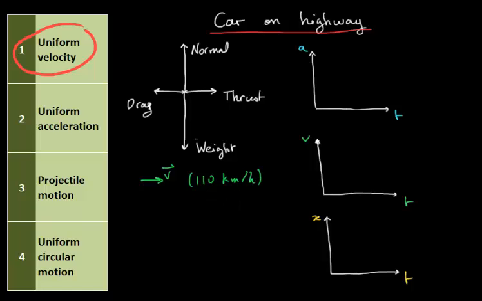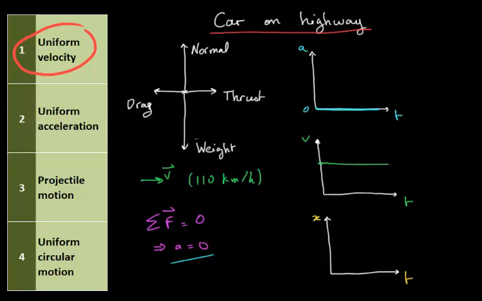Okay, so knowing this, when we have all the forces balancing themselves out, we can conclude that the sum of the forces is equal to 0, which means therefore that acceleration is always equal to 0. So now we know that the AT graph, the acceleration versus time graph, will just be a constant graph that stays at 0. And then this means that velocity is not changing. So velocity is staying at 110 kilometers per hour the whole time.